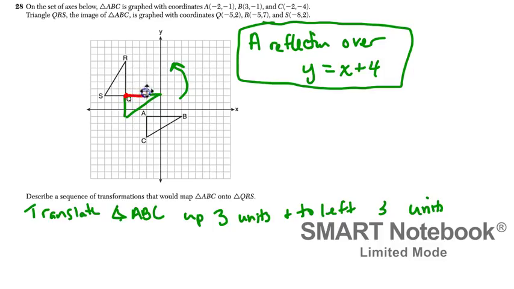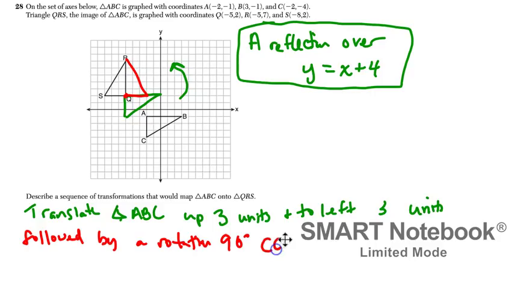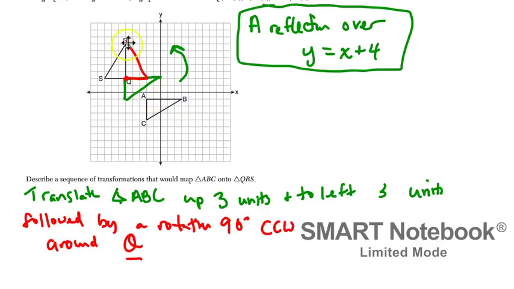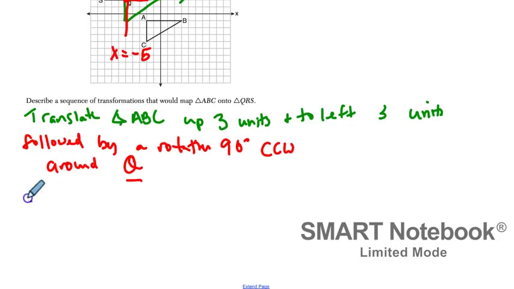Because if I did that, a rotation 90 degrees counterclockwise would form that, followed by a rotation 90 degrees counterclockwise around Q. It's important you say what point you're rotating it around. And then if I do my last step and reflect it over this line here, it would map onto QRS. So that line is x equals negative 1, 2, 3, 4, 5, followed by a reflection.